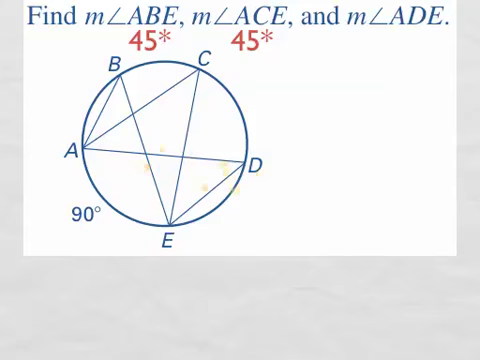Now let's look at angle ADE. Again, it's an inscribed angle, and this time again it is intercepting arc AE, which is 90 degrees. So the inscribed angle would be half of 90, which is 45. Notice all three of these angles were intercepting arc AE.